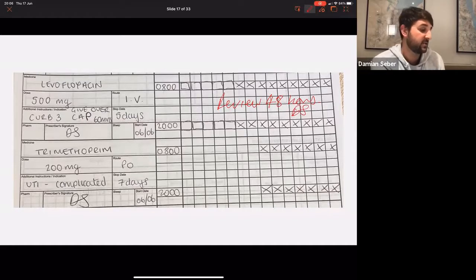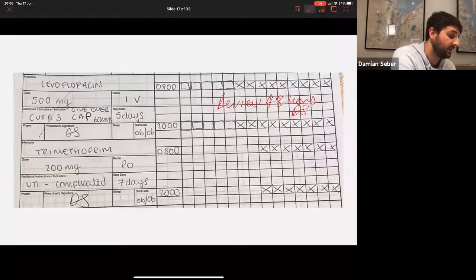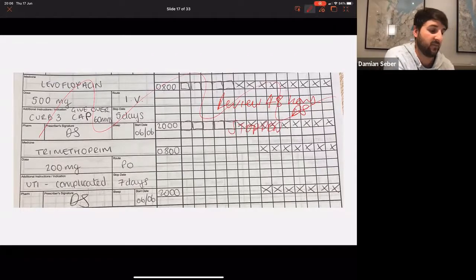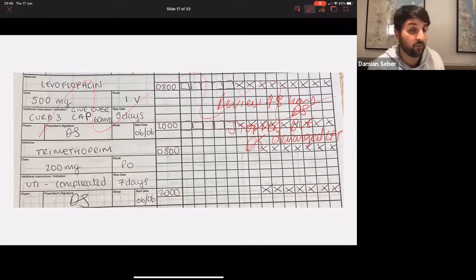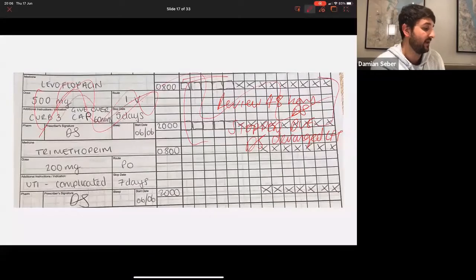And if you want to stop prescriptions, so if you want to stop this levofloxacin, you need to scribble it out and write stopped. You can give a reason, you don't need to, so you might write stopped due to deranged LFT, sign it, and then that's fine. But you have to make sure you cross through the whole prescription, not just this bit, cross through this as well.